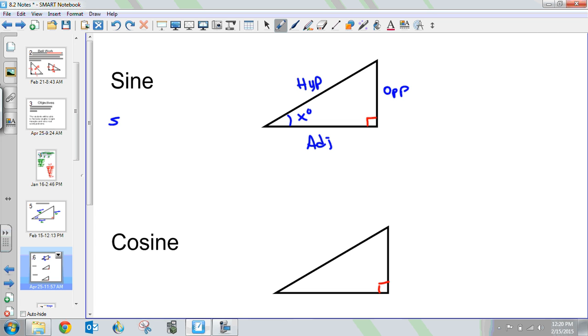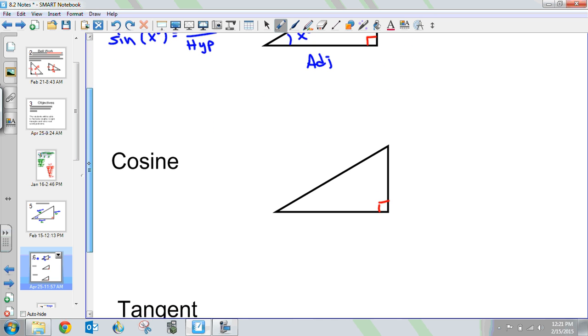Now, what I could do with a sine function is I could say sine, S-I-N, of angle x degrees is equal to the ratio of the opposite side length divided by the hypotenuse. And so I would write that like this: the opposite side divided by the hypotenuse. So given angle x, we take the ratio of opposite side over the hypotenuse. I think I said adjacent earlier, but it's really the hypotenuse.